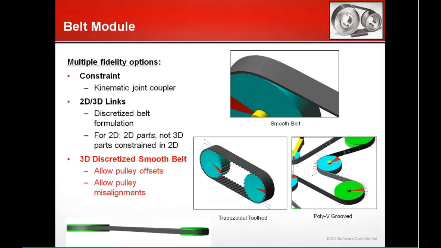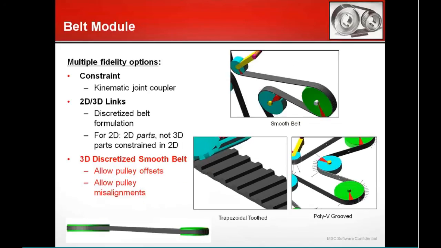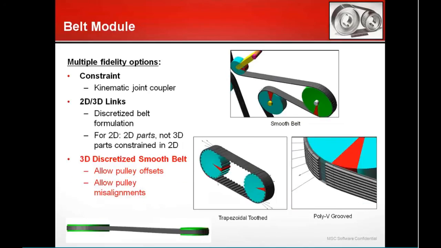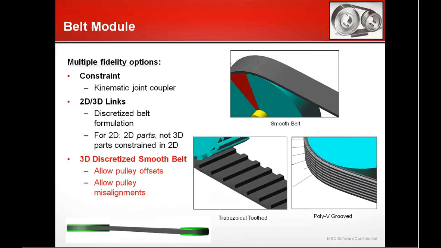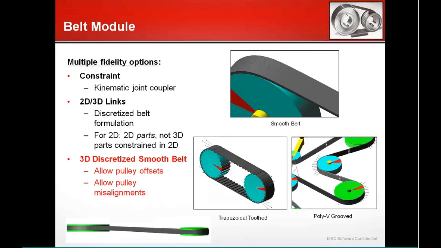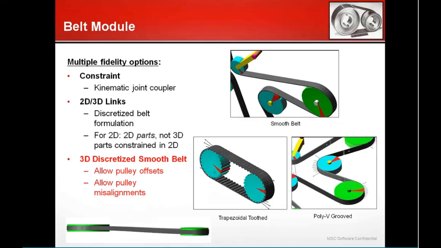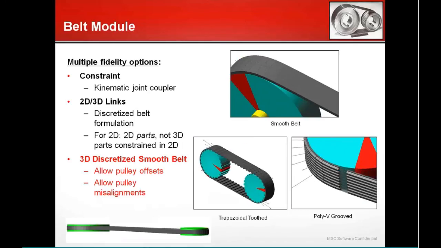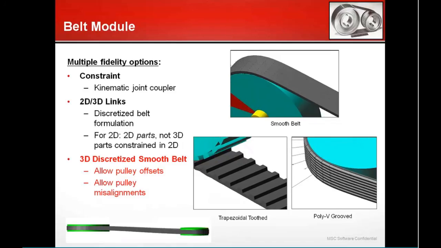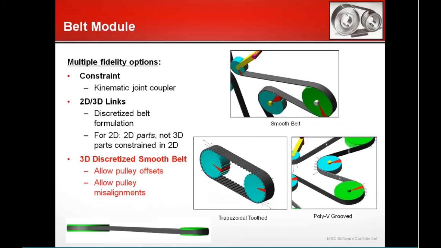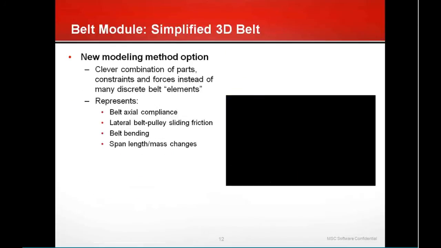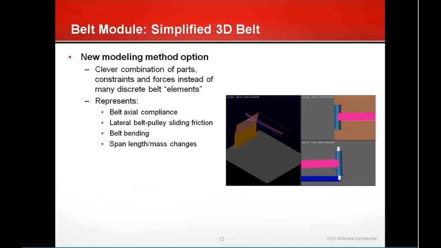In this release 2013.2, we've added a 3D discretized smooth belt, so that allows a non-planar formulation. So it allows offsets and misalignments of those pulleys for things that are either built in by design or that may occur due to compliance in the system during operation. Also this release, we've added a simplified 3D belt. So again, we can have offsets and misalignments of pulleys in this model as well. But this is a simpler model. It's not a fully discretized model.